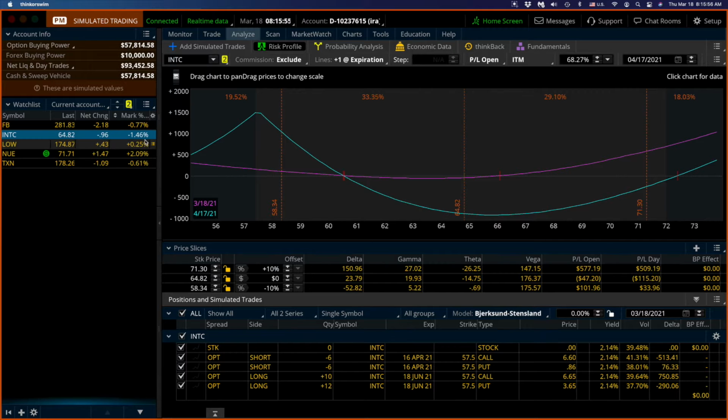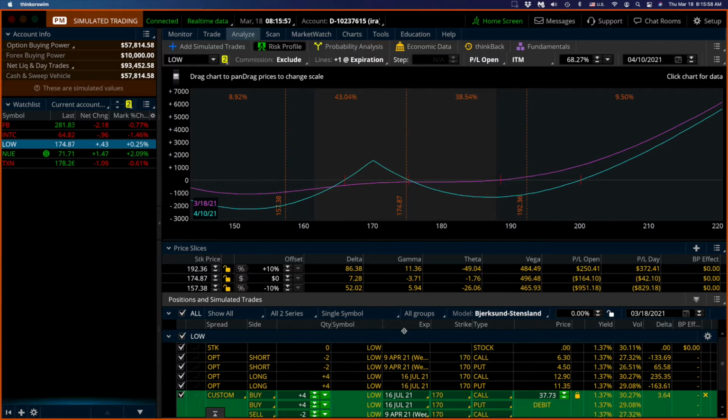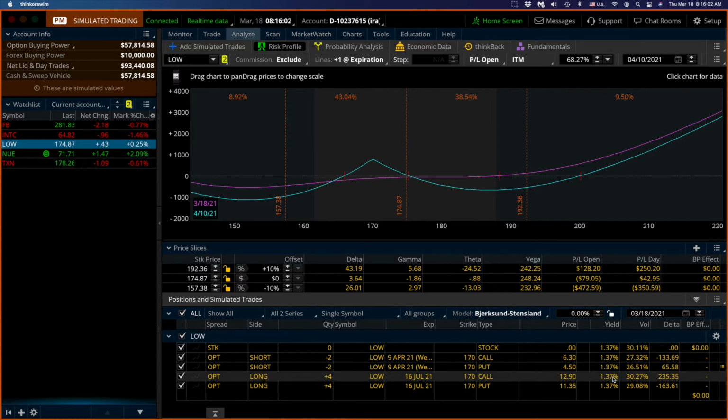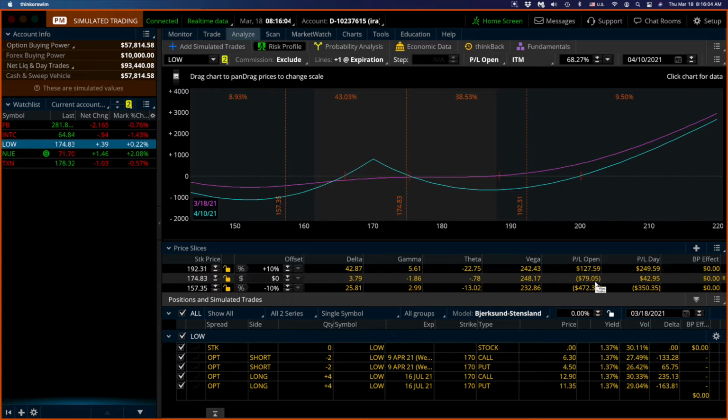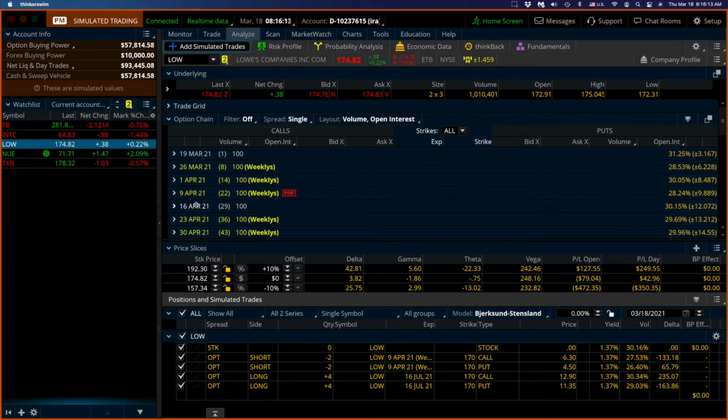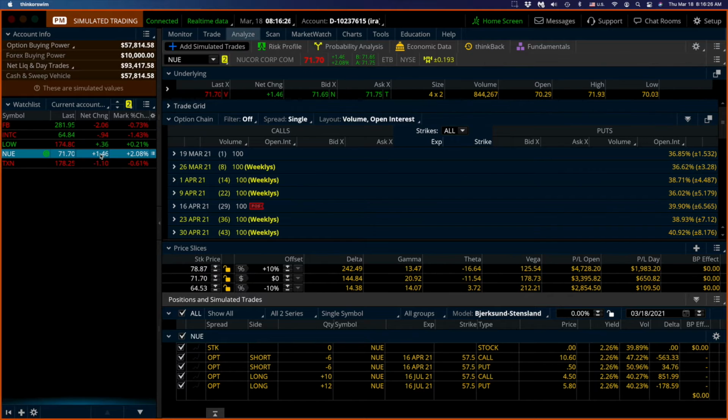Let's move on to Lowe's. In this case, let me delete the simulation so we can see clearly where we are. Okay, we are a little under the water, but you can see my next expiration is April 9th. If you look at the simulated trades here, that's 22 days to expiration. So no hurry. If it was 8 days to expiration, I would be thinking of whether I need to roll them up or not.